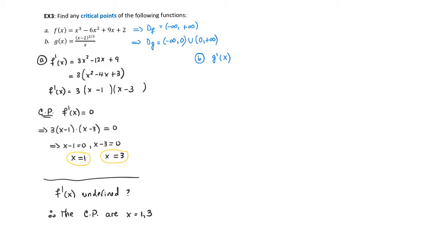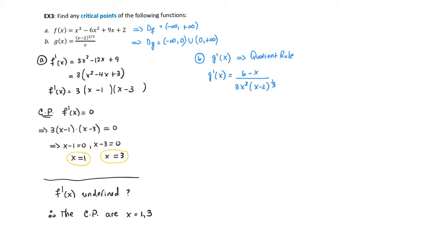When we find that derivative, again using the quotient rule, we find that g prime of x is going to be equal to (6 minus x) divided by 3x squared times (x minus 2) to the 1/3.